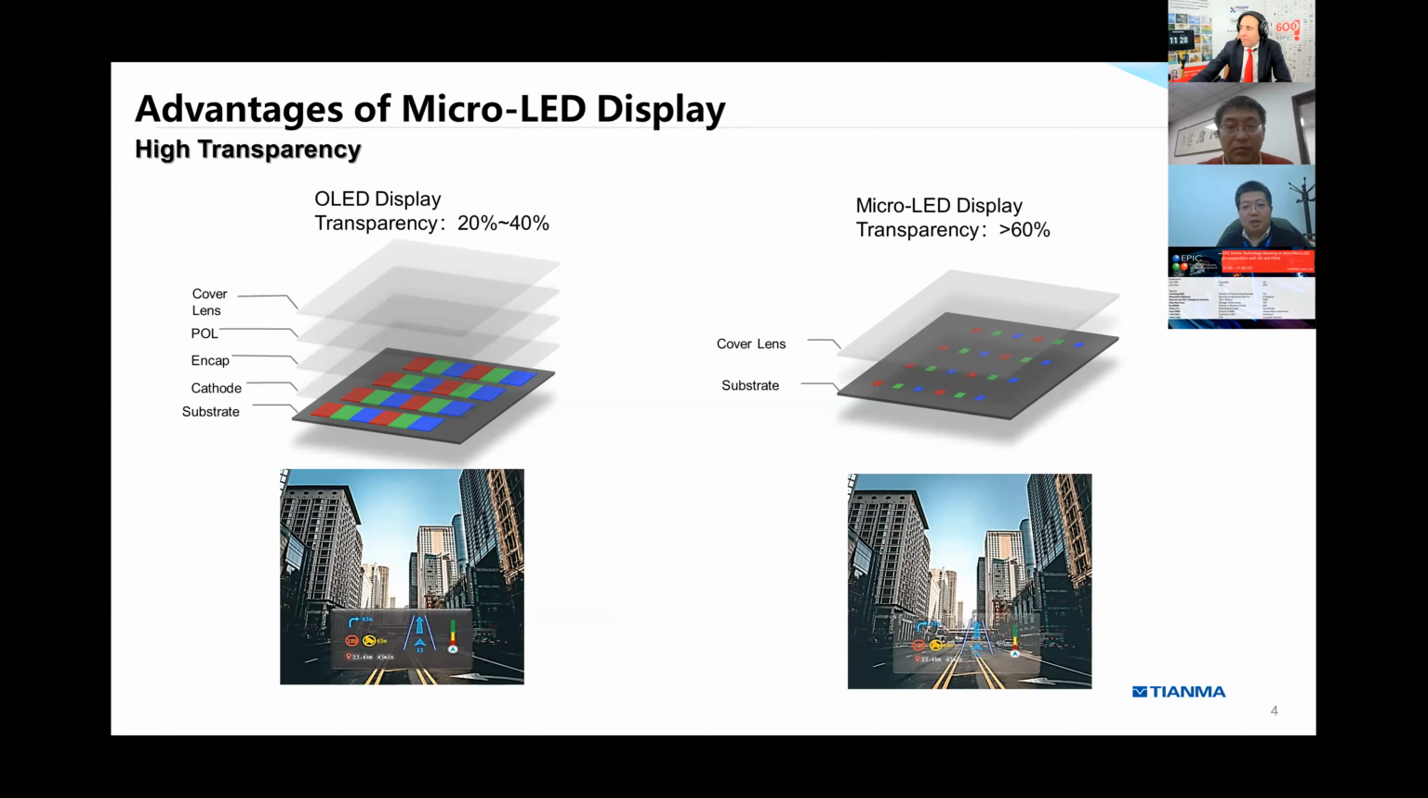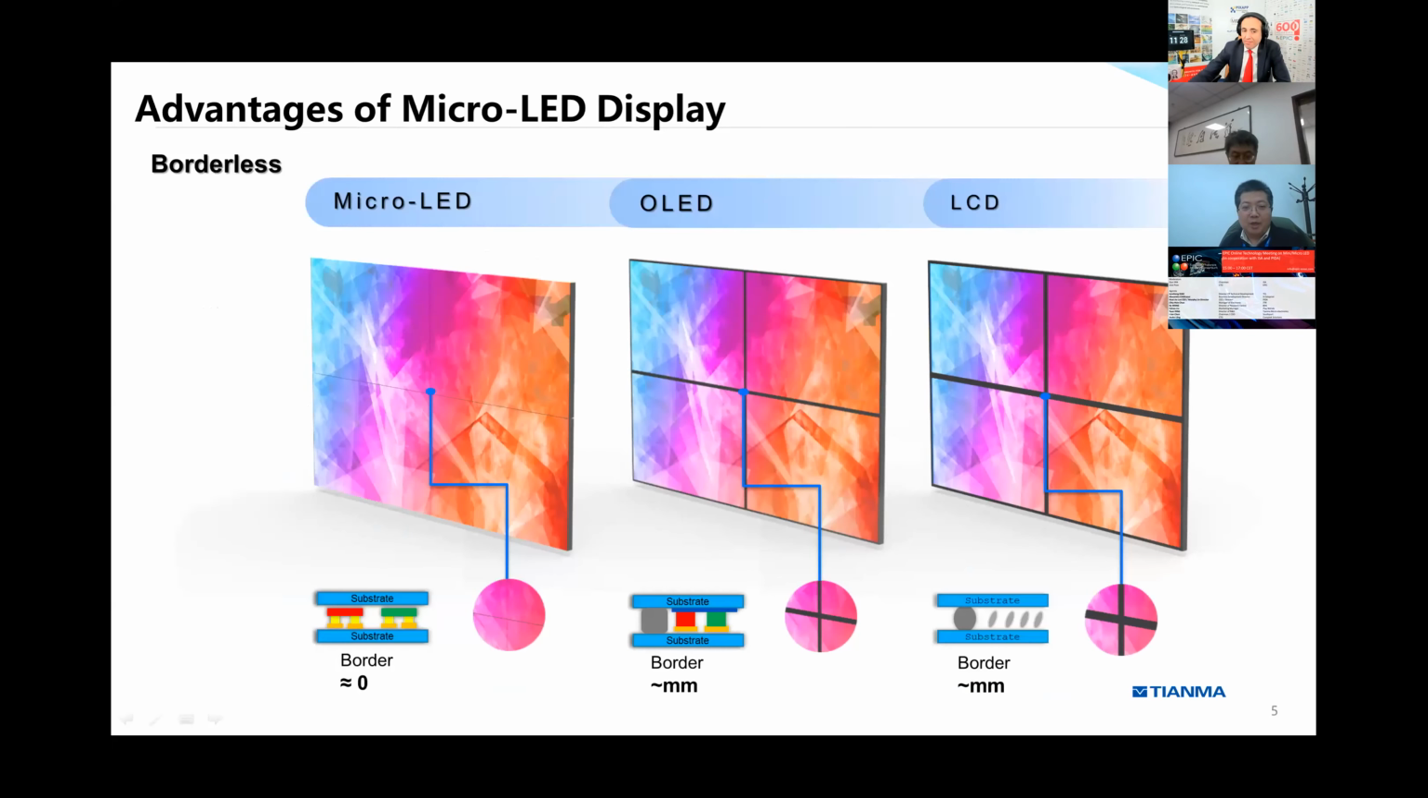As small as possible. So there are lots of big area of transparent area. About 100 ppi. OLED actually can make 20% transparency, but for Micro LED, the transparency can be above 60%. Also, there is another type of advantage, which is borderless.